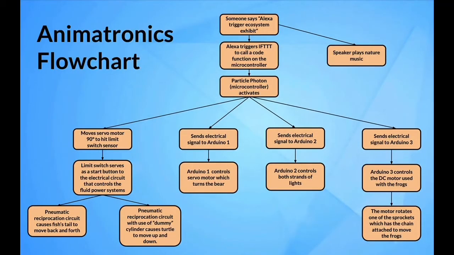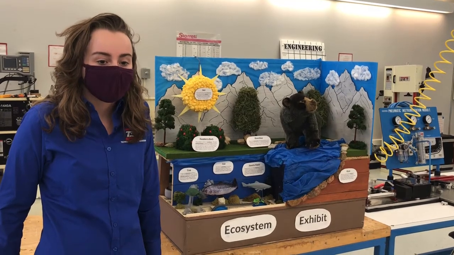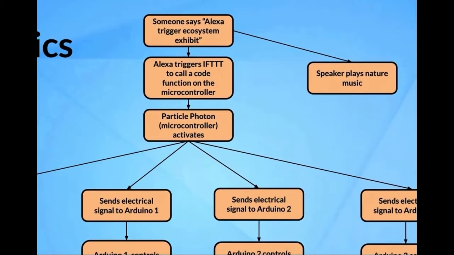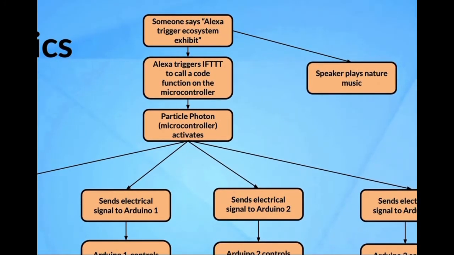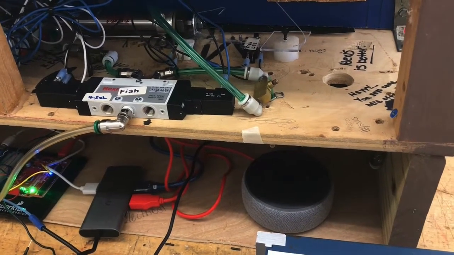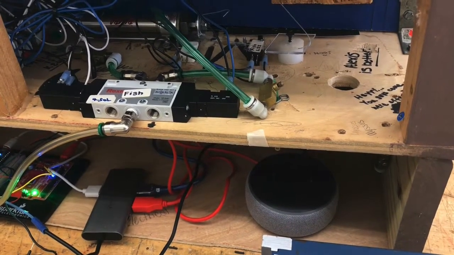This is a flowchart of how our project works. To start, the user says, "Alexa, trigger the ecosystem exhibit." We programmed Alexa so that when this specific phrase is said, it performs two main actions. First, it begins playing nature sounds through the speaker.